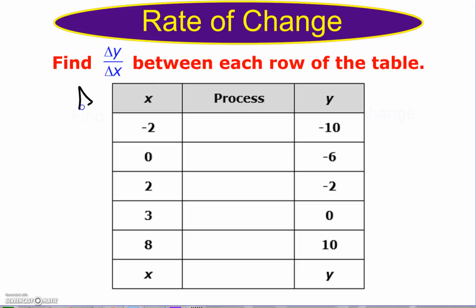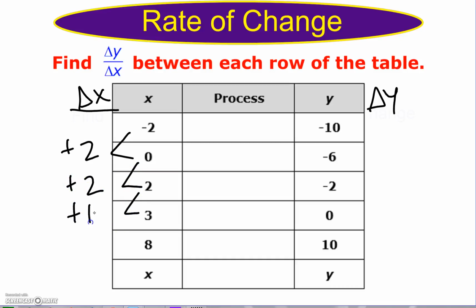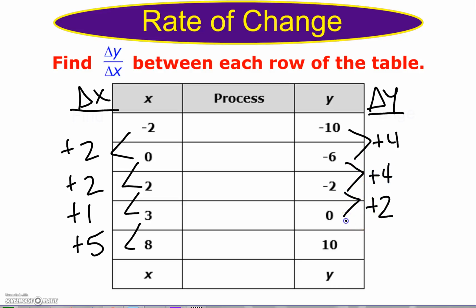Your x is over here, so we're going to do change in x over here and change in y over here. So the difference between -2 and 0 is a +2. 0 and 2 is a +2. 2 and 3 is a +1. 3 and 8 is a +5. So let's go ahead and do change in y. -10 to -6 is +4. -6 to -2 is +4. -2 to 0 is +2. 0 to 10 is +10.